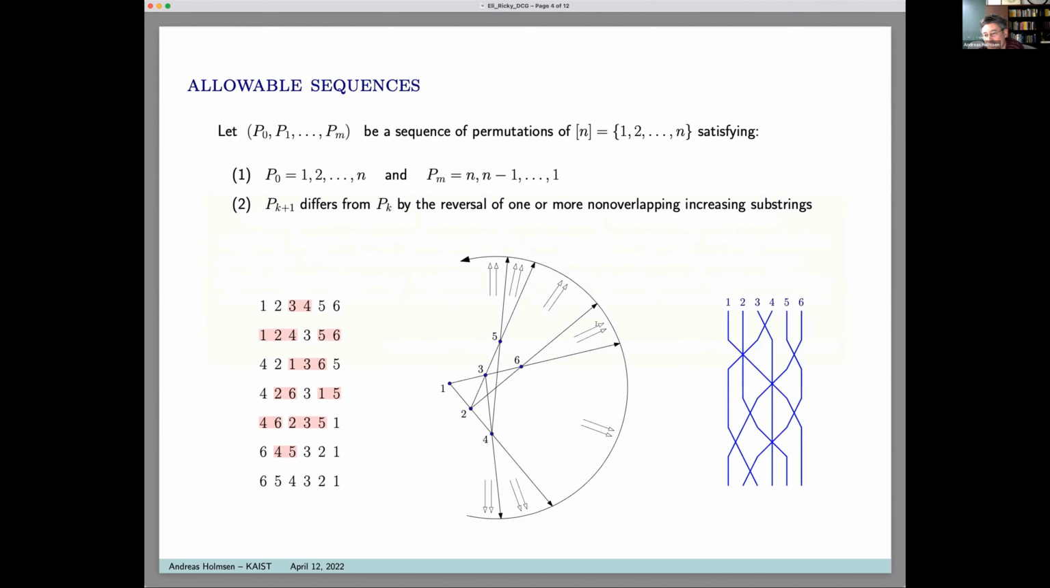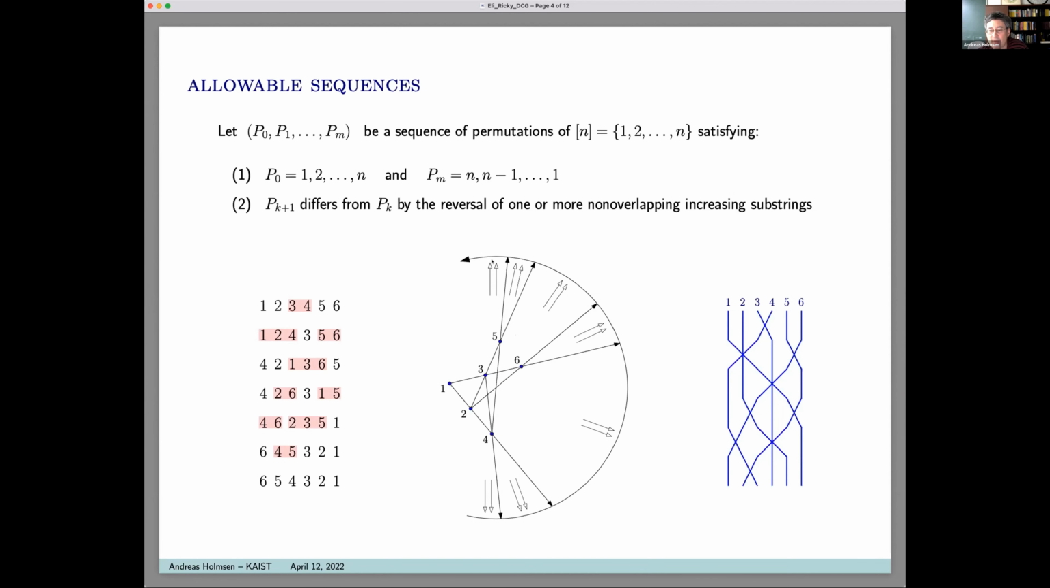And they came up with this model, which many of you know, called the allowable sequence. This is a permutation sequence. Each of these pi's is a permutation of the integers 1 to n. We'll assume that it starts with the natural order 1 to n and ends in the reverse order, so decreasing order. The second condition is that when you go from one permutation to the next one in the sequence, they differ by reversing one or more non-overlapping increasing substrings. This is the combinatorial model that Eli came up with and proposed to Ricky, called the allowable sequence.